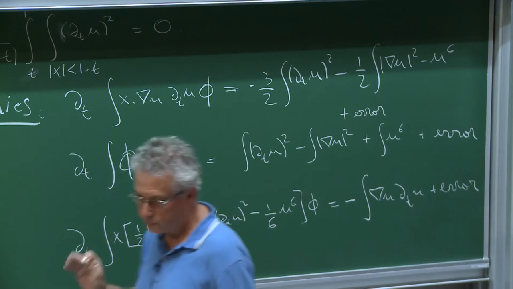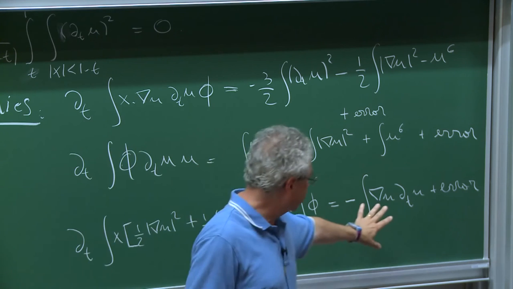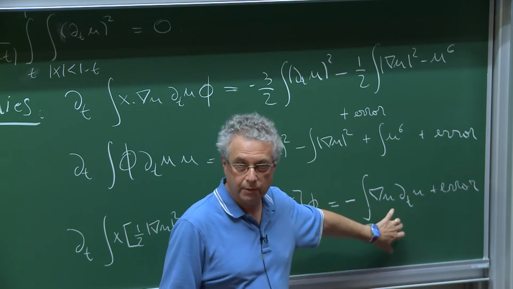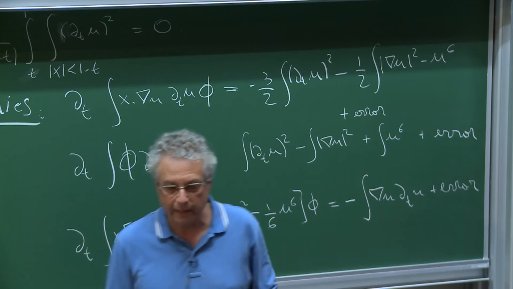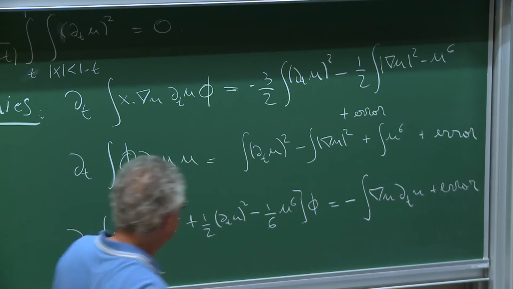In the radial case, we don't use the last virial identity. We just use these two. This one is the one that you use in non-radial situations, and you see that it connects with the momentum, which is what I started with. So how do you use these two virial identities?